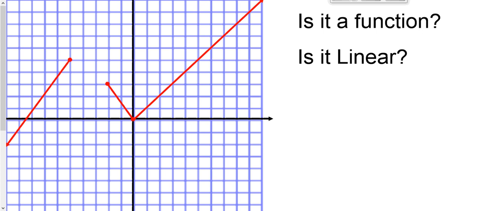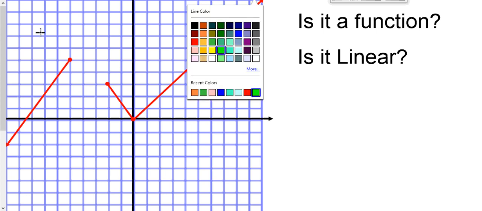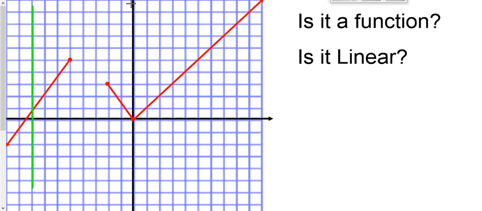Again, we're back onto a graph. We're going to check our vertical line test. At any point, do we have the line crossing more than once? The answer is no. This is a function. Is it one perfectly straight line? No, so it's not linear.